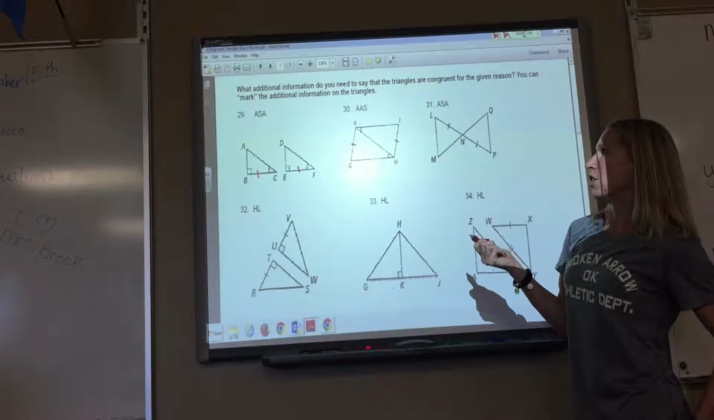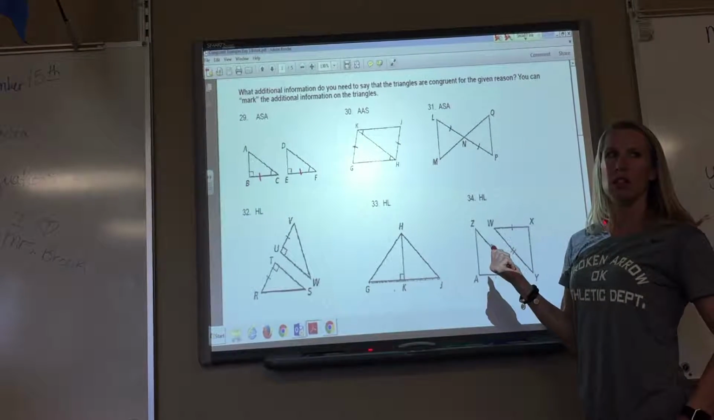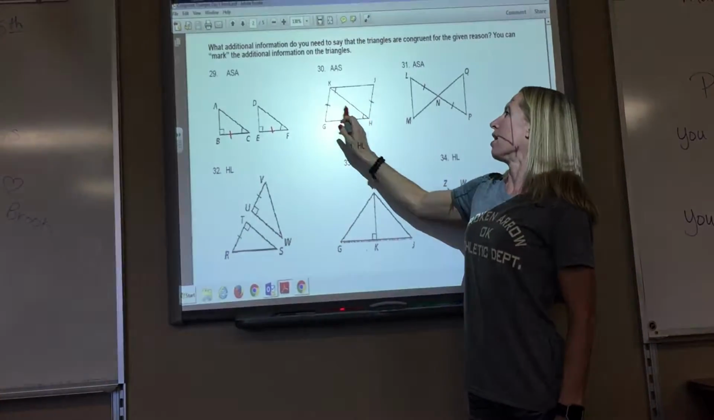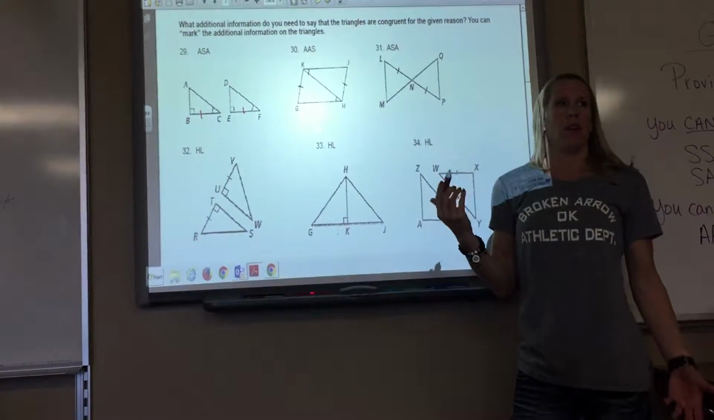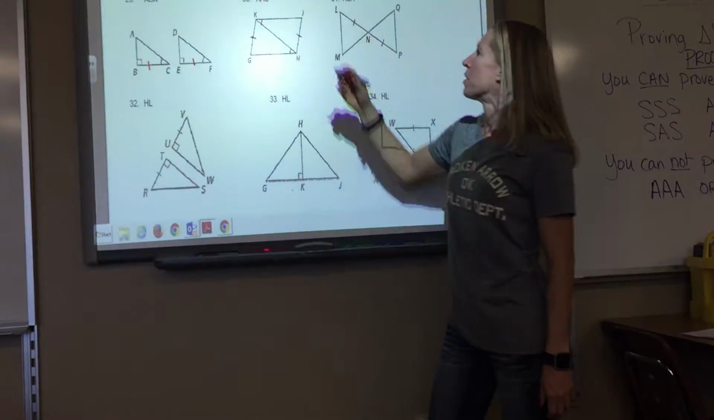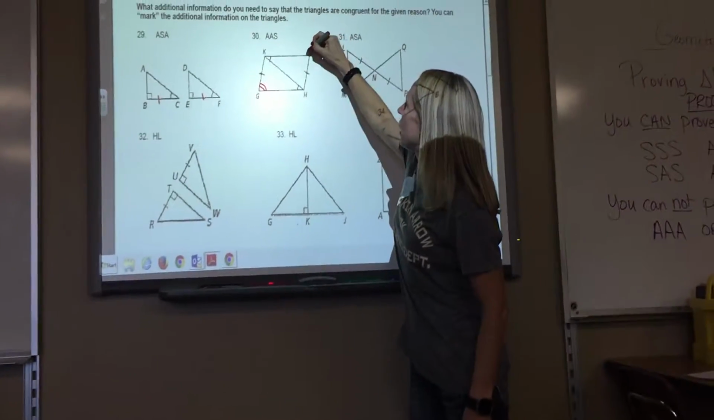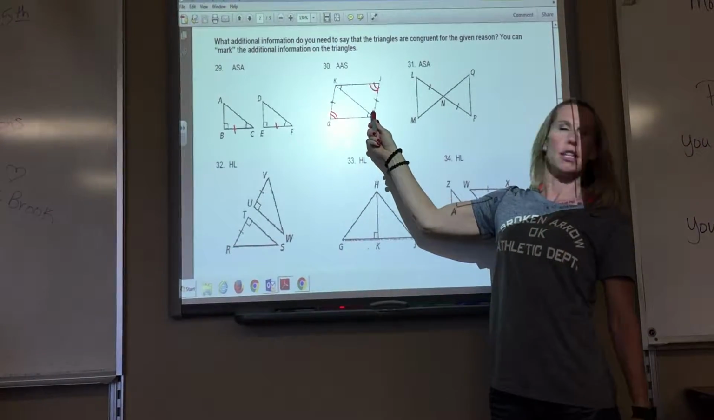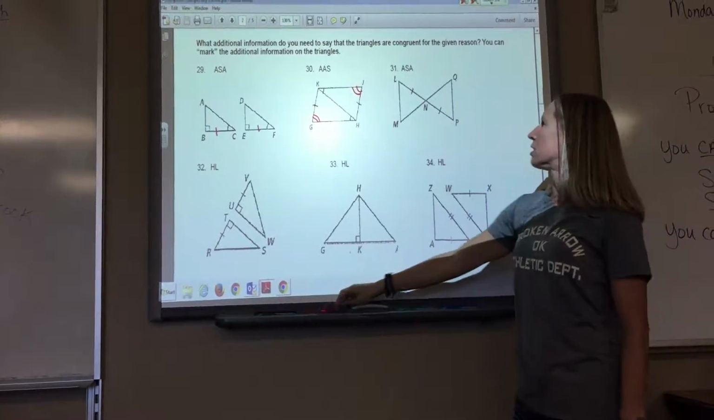What about 30? 30 says angle, angle, side. So I already have an angle and a side. What other angle? What else could I mark? G. Yeah, I could mark G and J if I wanted. Or I could have marked this top one and this one. Yeah, it doesn't matter. Angle, angle, side.